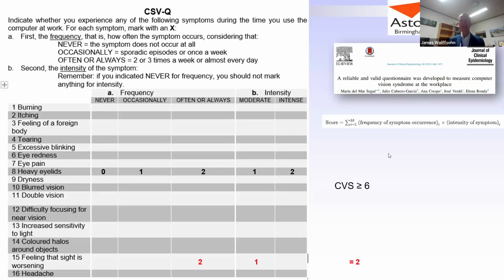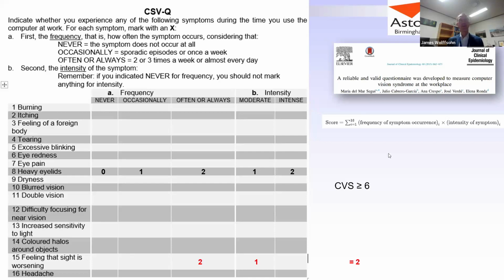But I think that's only a moderate intensity. That's a 1. So I multiply those together and I get 2. So I want this to be a little bit interactive, even though you're a long way away. So I want you just to spend a couple of minutes going through those symptoms yourself.